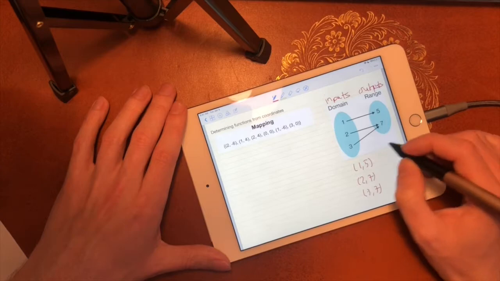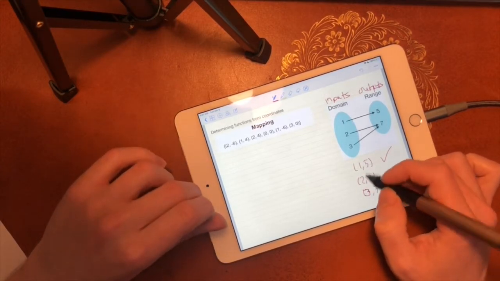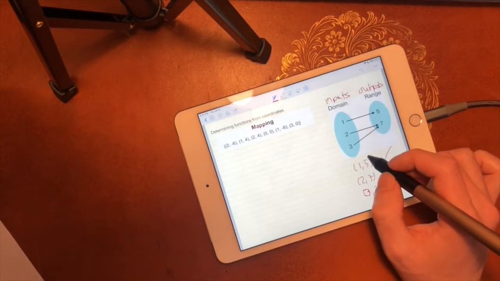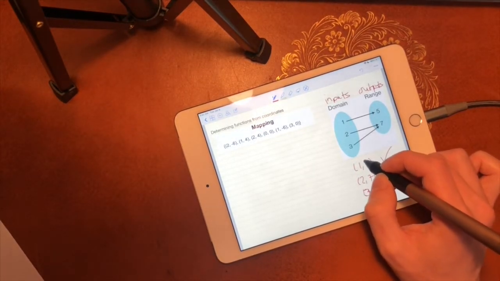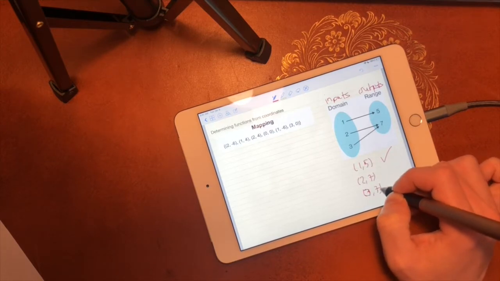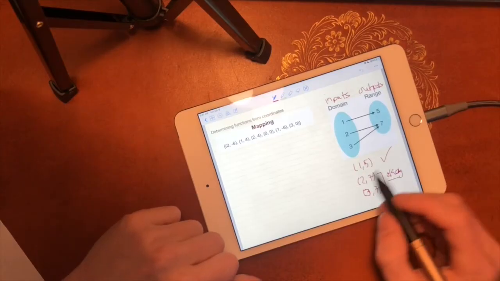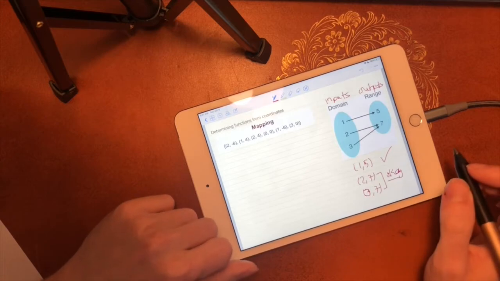Now, this is a function. Why is it a function? Because none of our x values repeat. We have a consistent output for each input. When we input 1, we output 5. We input 2, we output 7. We input 3, we output 7. Now notice that these 7s repeat, but that is okay. Why is that okay? Because it's not the x value repeating, and so it is still reliable. You give me a 2, I give you a 7 every time.